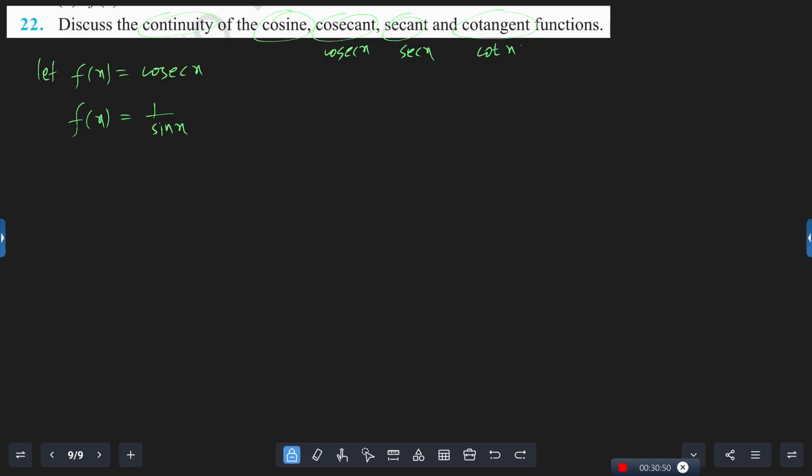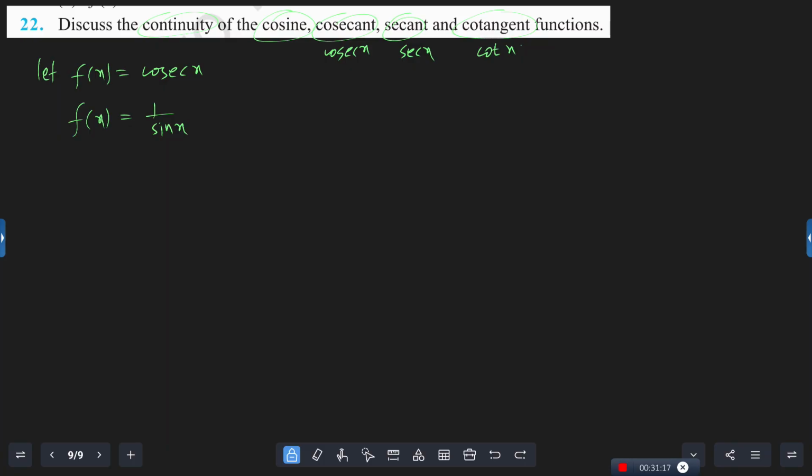Sin is continuous, we know. 1 is also continuous. 1 is a polynomial, a constant polynomial. Constant polynomial is continuous, we have seen in the example sum. So every polynomial is continuous at any real number. So 1 is also continuous. Sin is also continuous. Then surely it will be continuous, given the question. But one thing you must see very carefully.